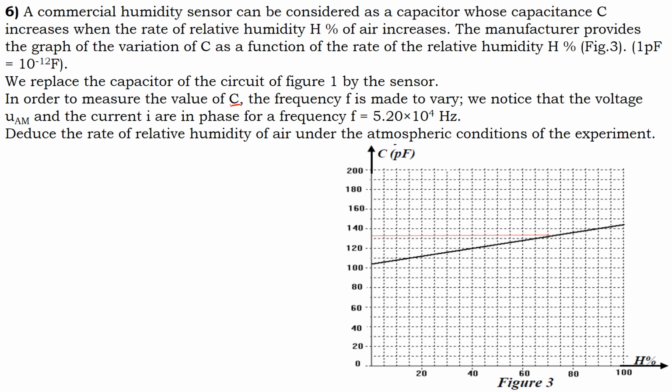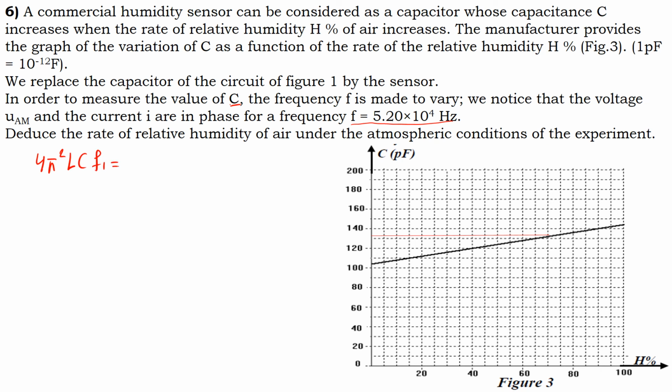The frequency is made to vary. We notice that the voltage UAM and the current I are in phase when the frequency is this much. So we have to consider this frequency to calculate C. Then deduce the rate of relative humidity under the atmospheric conditions. This question is providing you a plan for the solution. So first you have to find C using this frequency, and then you have to use the graph to find the percentage of humidity.